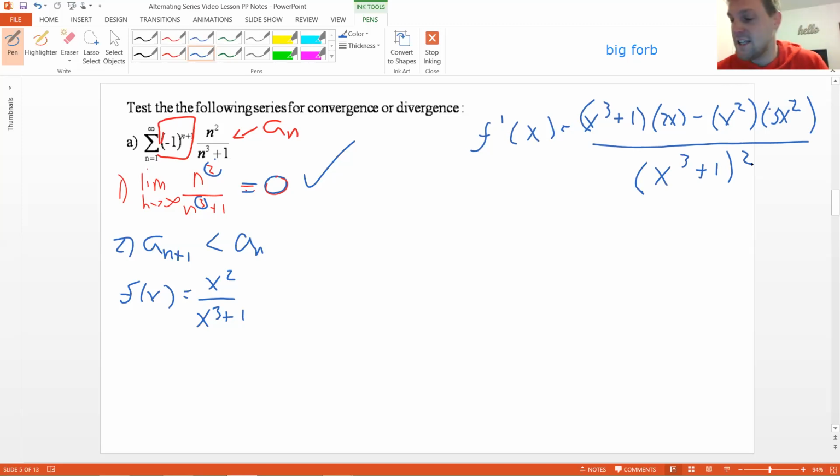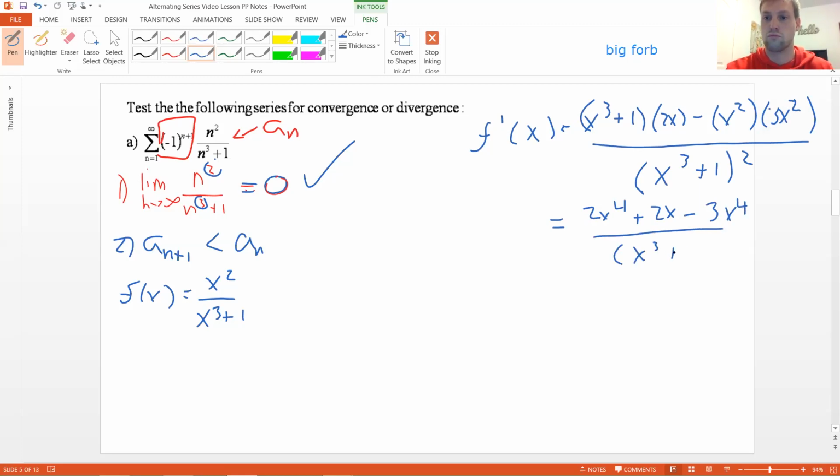All right, now we got to figure out when this is equal to 0, or undefined. So I guess it's best to probably simplify the top a little bit. So, what was that going to be? 2x to the 4th plus 2x minus, is that 3x to the 4th? The top simplifies down to 2x minus x to the 4th over x cubed plus 1.